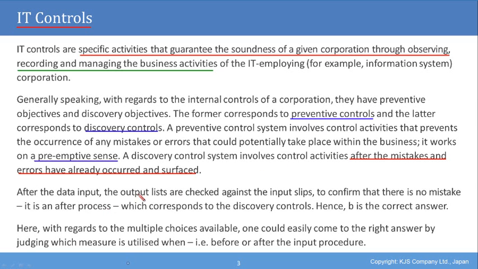After the data input, the output lists are checked against the input slips to confirm that there is no mistake. It is an after process, which corresponds to the discovery controls. Hence, B is the correct answer. Here, with regards to the multiple choices available, one could easily come to the right answer by judging which measure is utilized when, that is, before or after the input procedure.